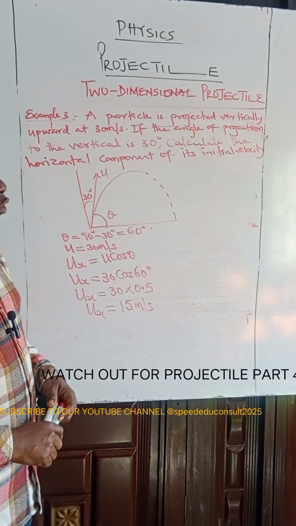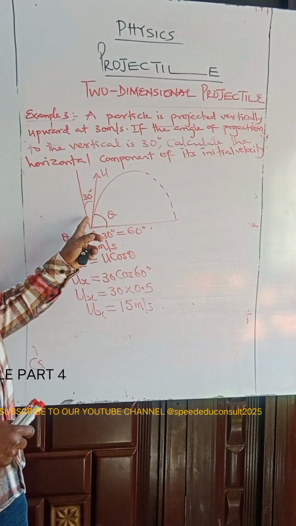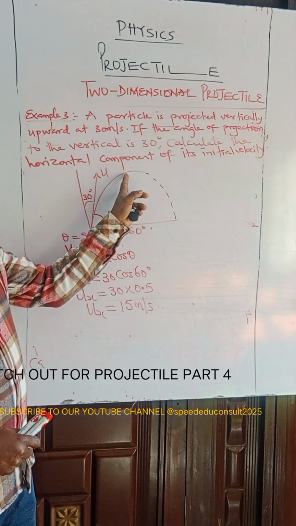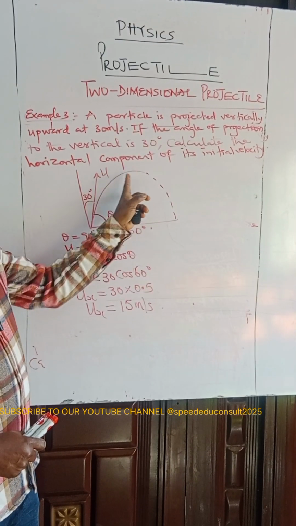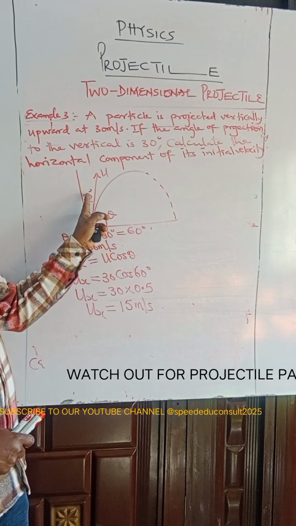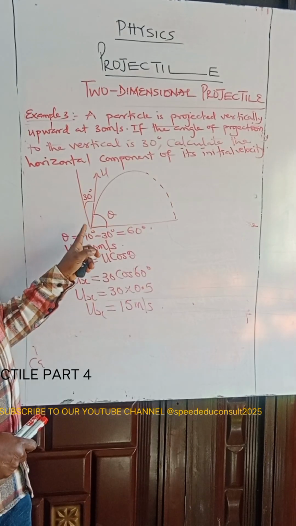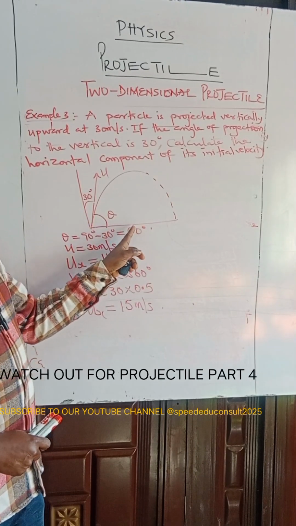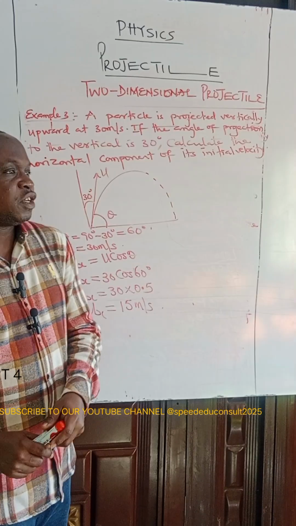This is where we are going to stop. Then in the next video, we want to see the time taken to reach the maximum height, the total time of flight, the maximum height attained, and what happens to the distance when the maximum height has not been attained. So we talk of vertical distance, we talk of horizontal distance, then we talk of the range.